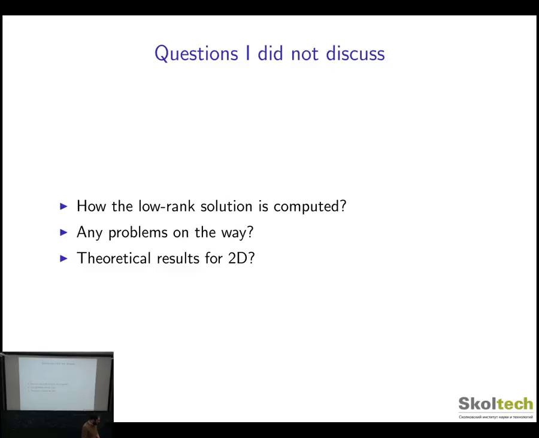So that's how we compute the low-rank solution. We rewrite: we have a linear system, a matrix in this representation, and a right-hand side in this representation. We formulate the energy functional, and then we minimize the energy functional. And the simplest method.